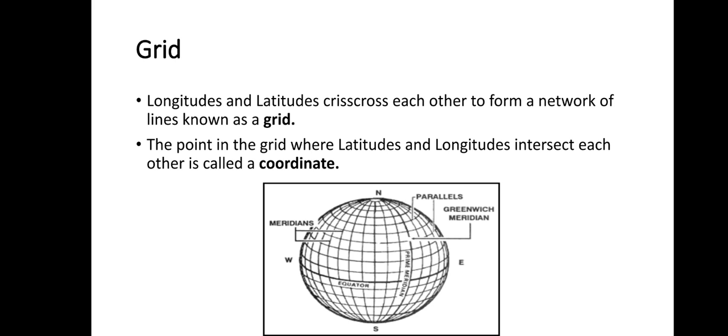As you can see in the diagram given below, the diagram shows the grid formed on the surface of the earth by the latitudes and longitudes lines. You can also see meridians and parallels. Meridians are your longitudes and parallels are your latitudes. Greenwich line, equator line, and all your points: North Pole, South Pole, West Pole, and East Pole.